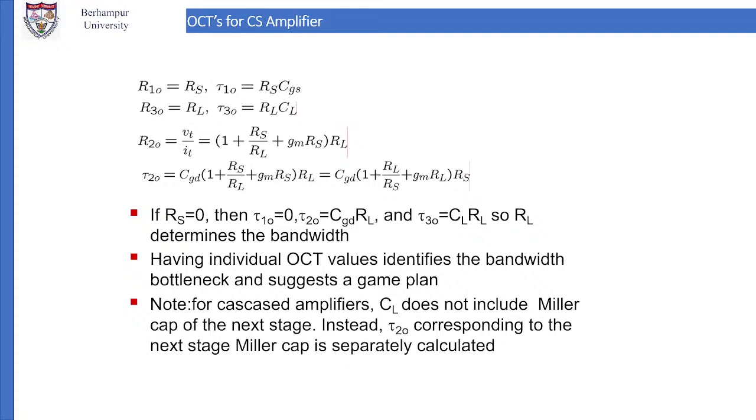Note that for cascaded amplifiers, CL does not include the Miller capacitance of the next stage. So tau 20 corresponding to the next stage Miller capacitance is separately calculated when you consider the uncascaded amplifiers, because CL does not include it.